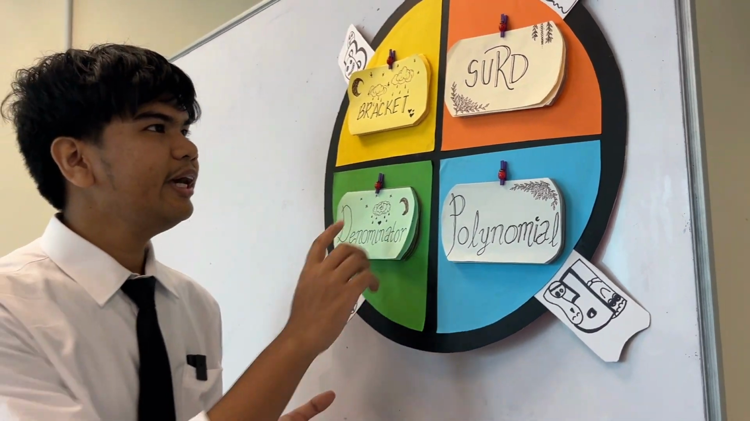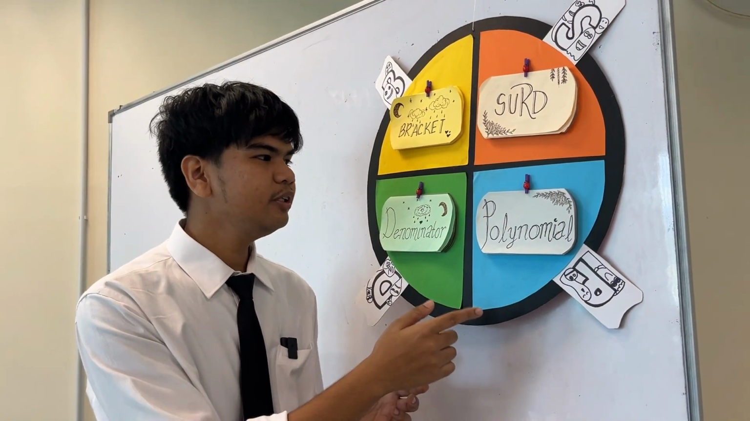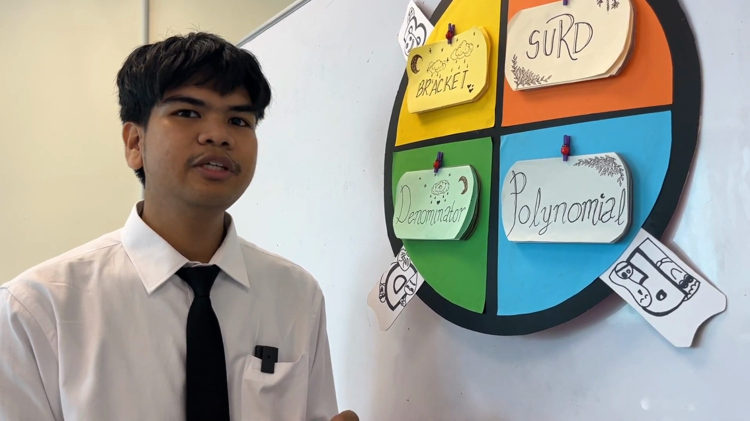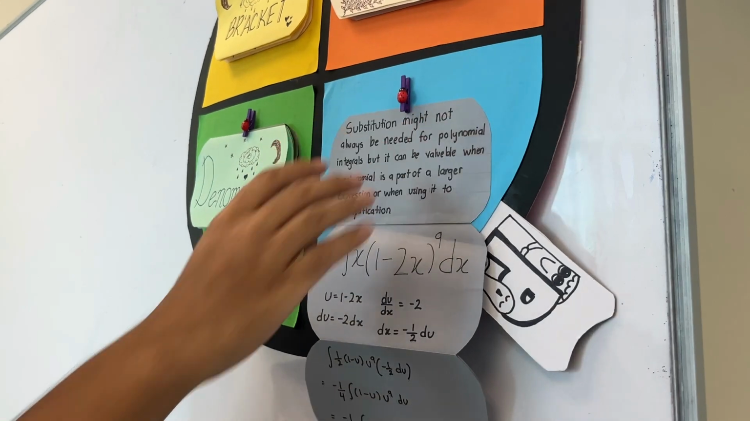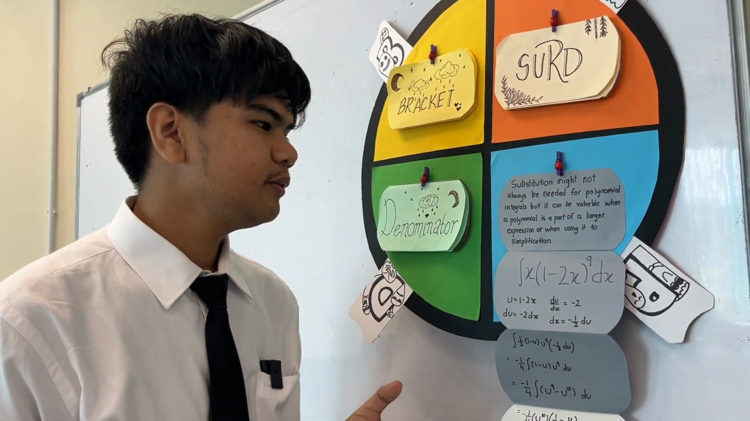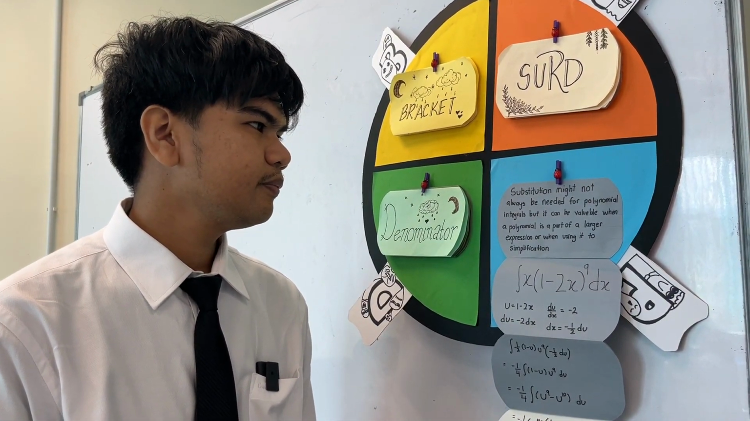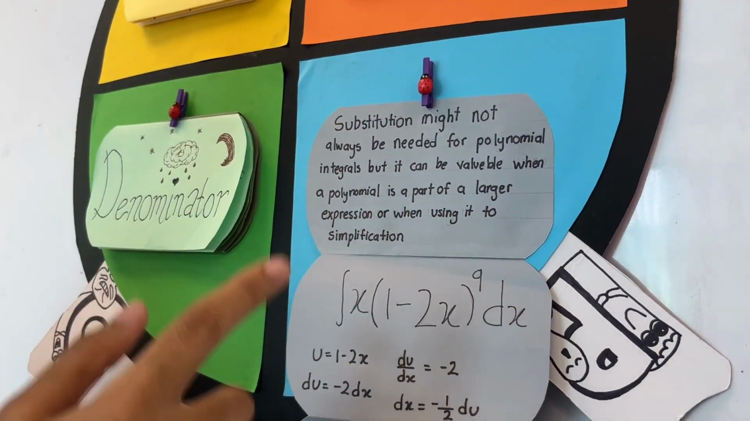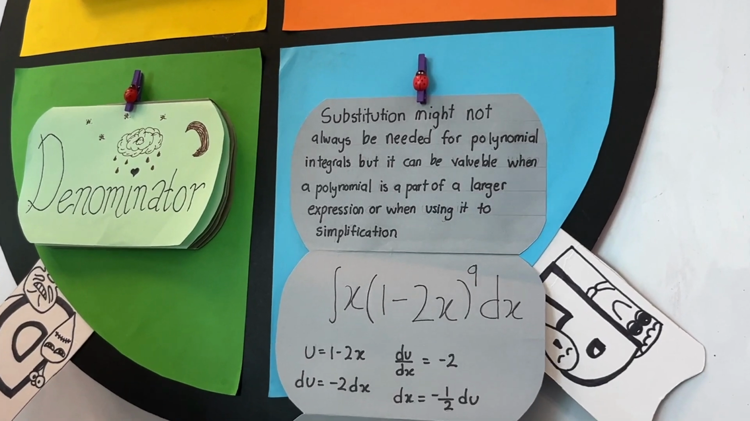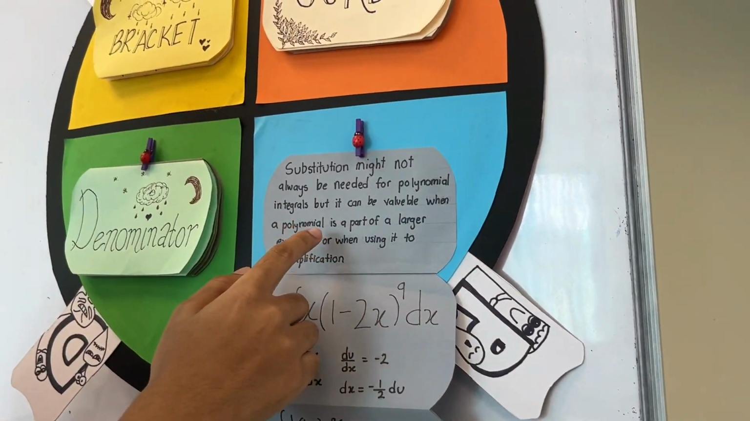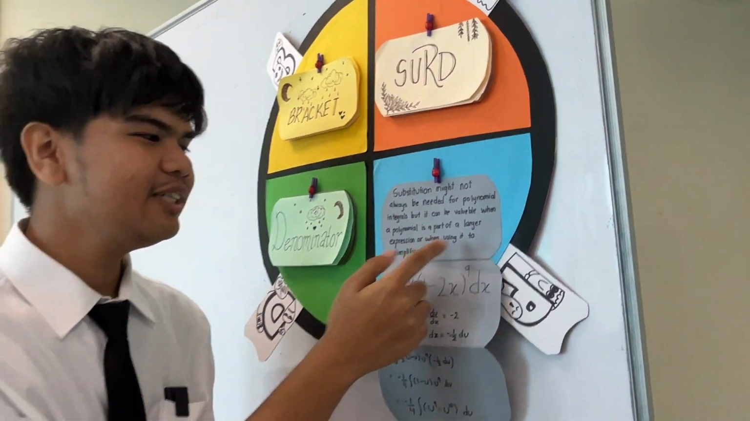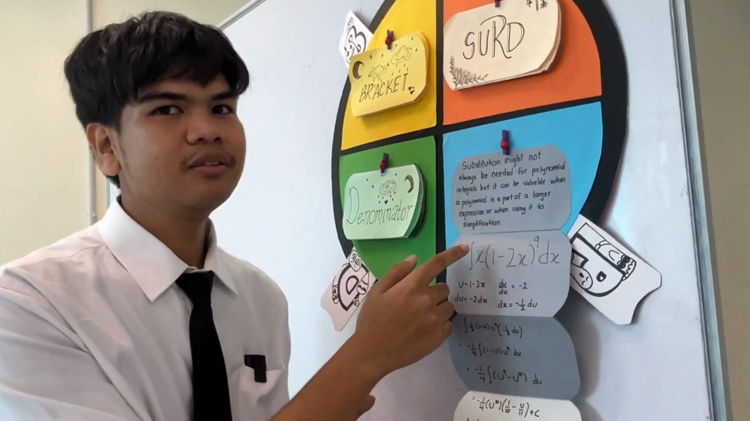Okay, after bracket and cert, we have polynomial. We often use polynomial for a complex example or a larger expression. Okay, I will explain to you guys about the polynomial explanation. First of all, substitution might not always be needed for polynomial, but it can be valuable when a polynomial is part of a larger expression or complex expression, when using it for simplification.